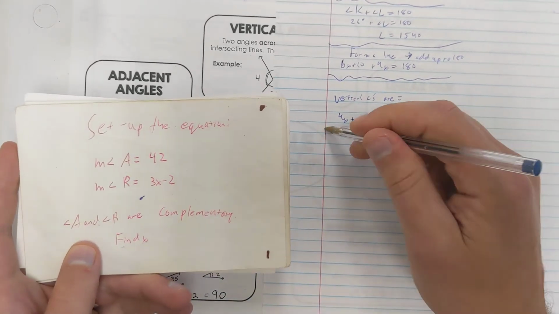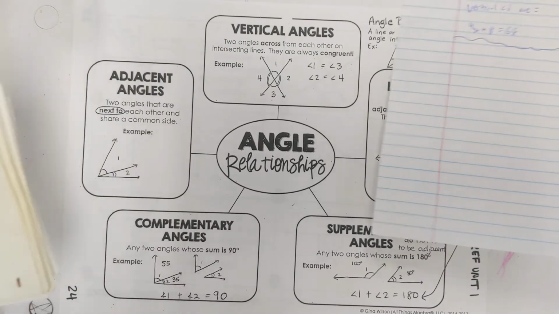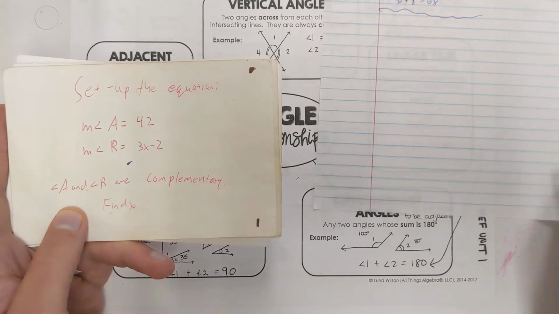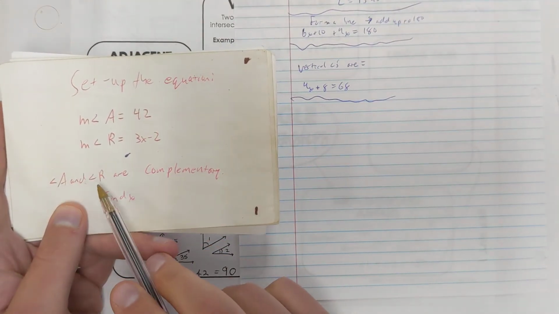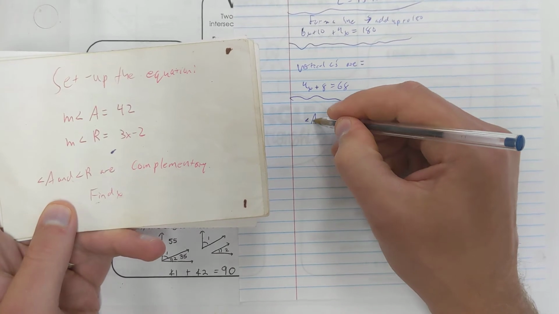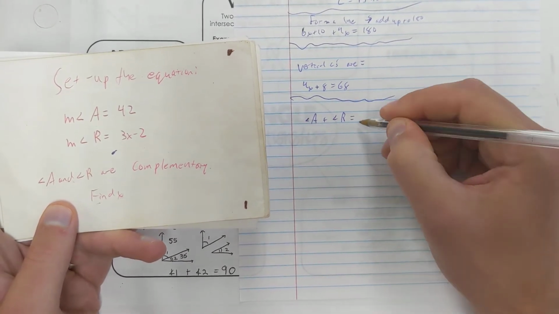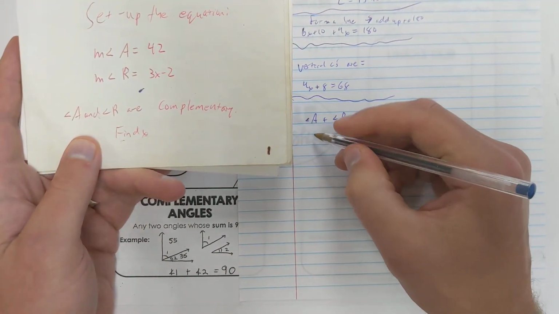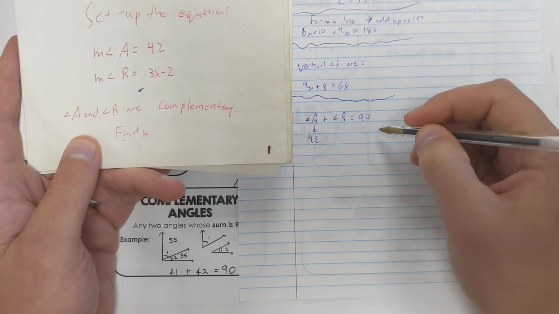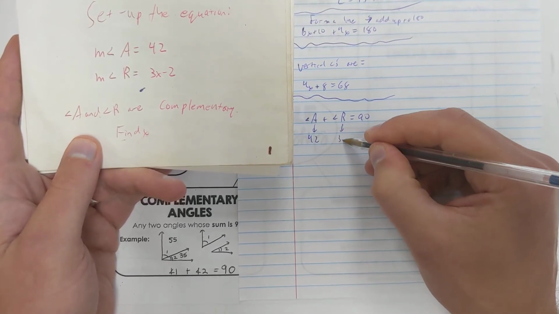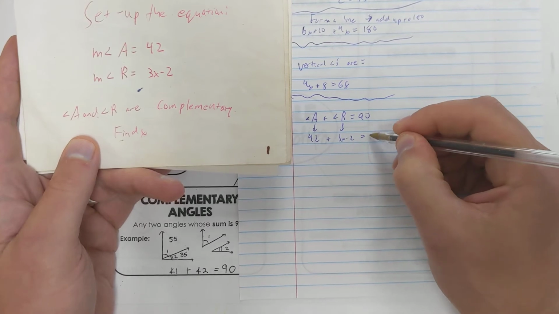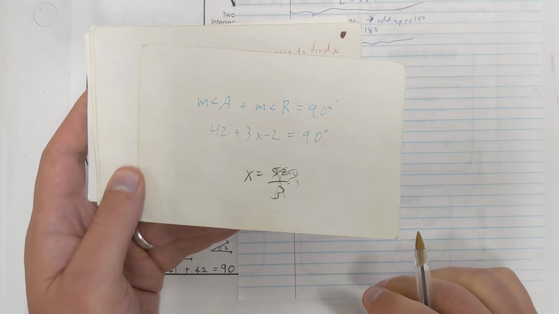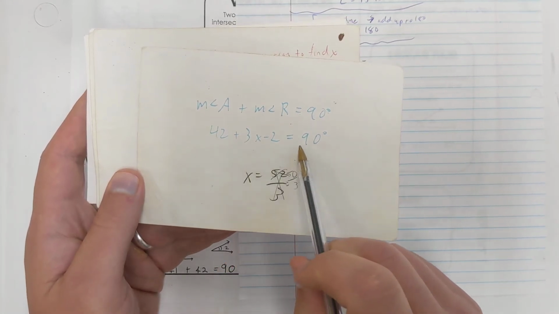Complementary. Okay, complementary. Let's see here. Complementary angles, any angles whose sum is 90. So A and R are complementary. So that means angle A plus angle R equals 90. Complementary is 90. So angle A is 42. I'm going to put that down instead. Angle R is 3x minus 2. I've got to add them and make it equal 90. Check the other side. Correct. 42 plus 3x minus 2 equals 90.